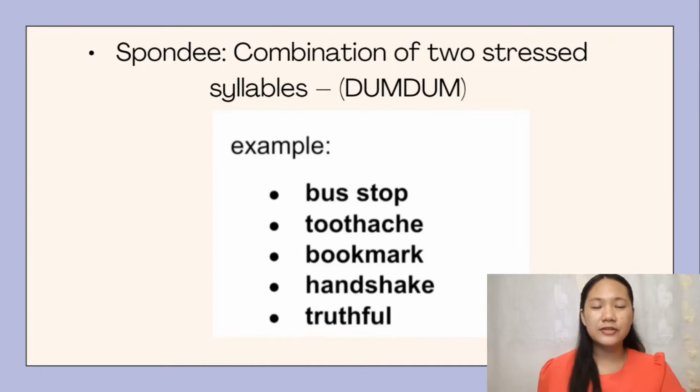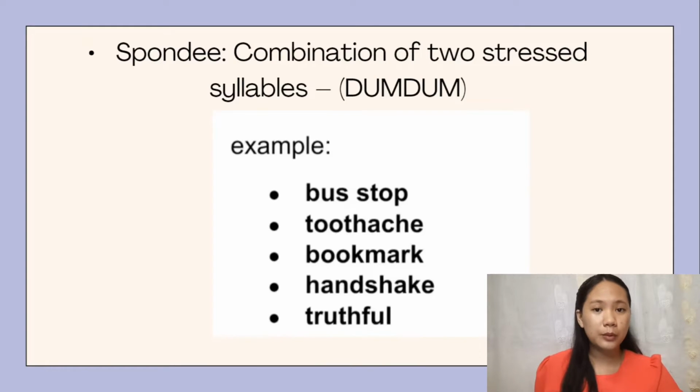So now we have spondee. Spondee is a combination of 2 stressed syllables. Doom, doom, doom, doom. So if iamb is a combination of unstressed and stressed syllables, and trochee is a combination of stressed and unstressed syllables, spondee is a combination of 2 stressed syllables.